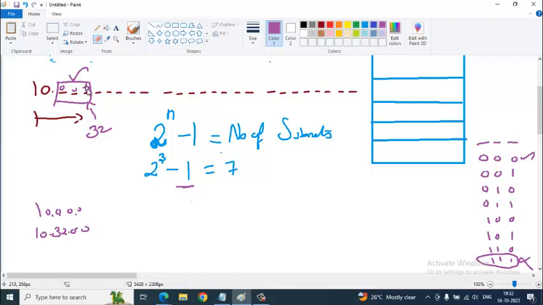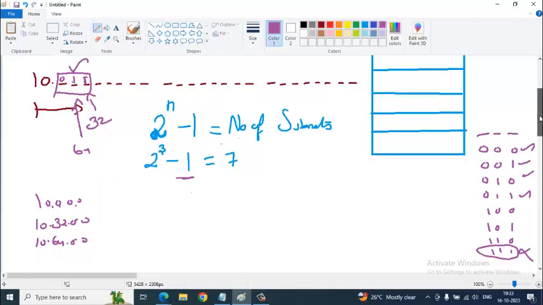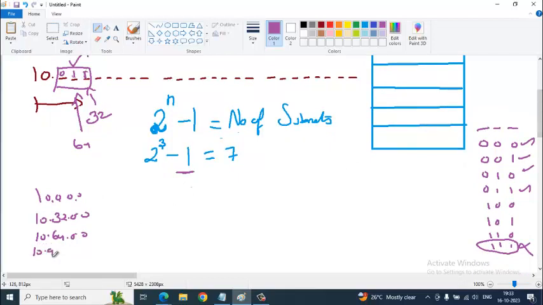Next combination is what? 010, isn't it? What is the value here? That will be 64. So the next subnet is 10.64.0.0. And the next combination is 011. What will be the value now? 96. Exactly, 64 plus 32 is 96. And then this, you put 1 here: 100. What is the value of this place? 128, right? 10.128.0.0.